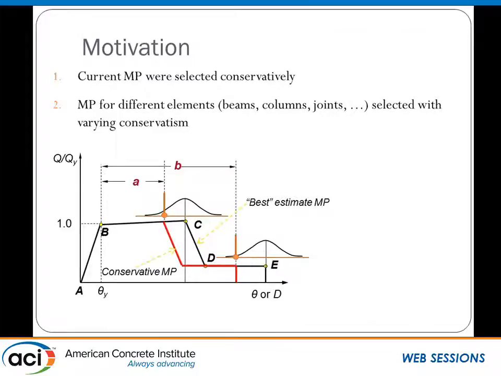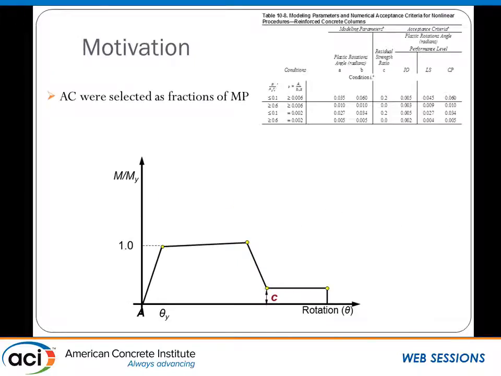What happens now is, if some elements are modeled here, some elements are modeled here, and some elements are modeled here, you have varying levels of conservatism across the document. And when you analyze your structure using these backbone curves, you are getting some altered behavior that is not the expected behavior.